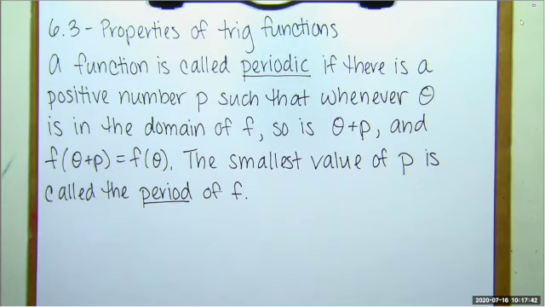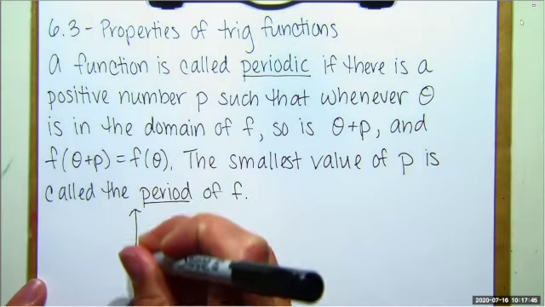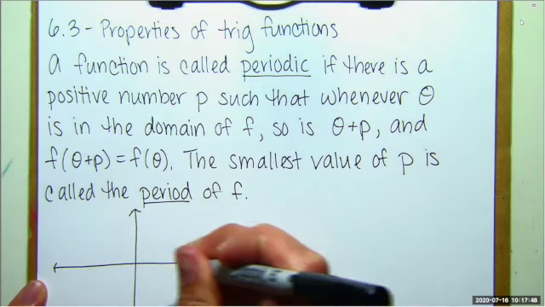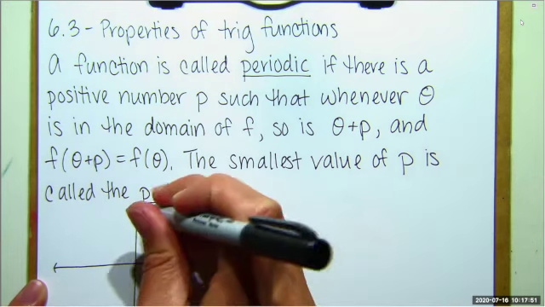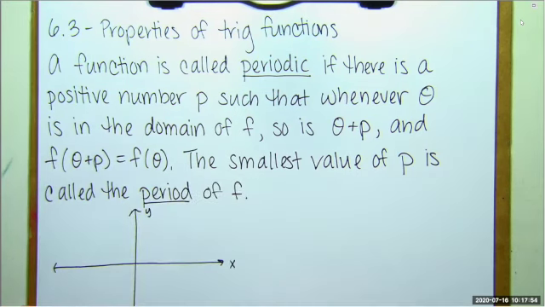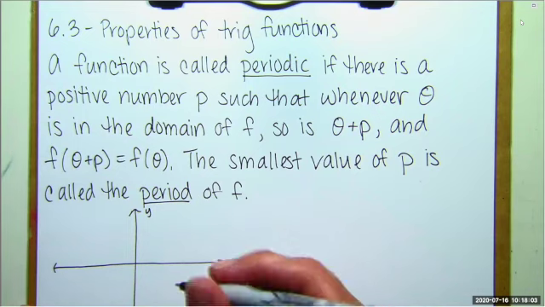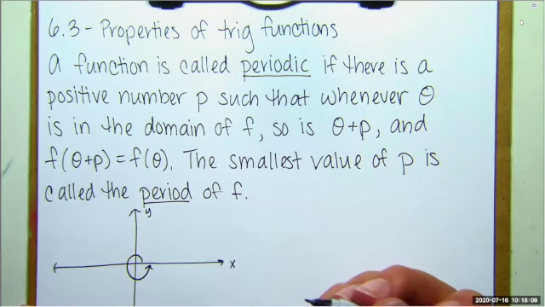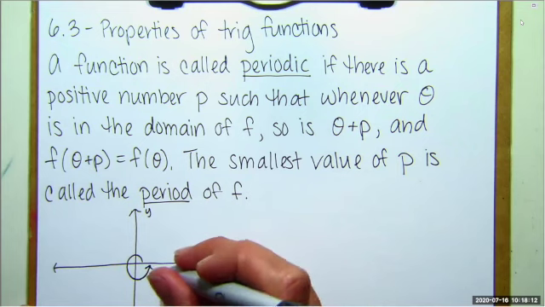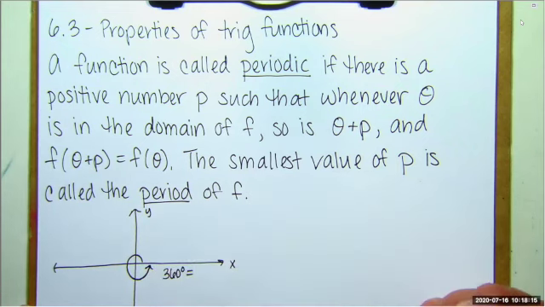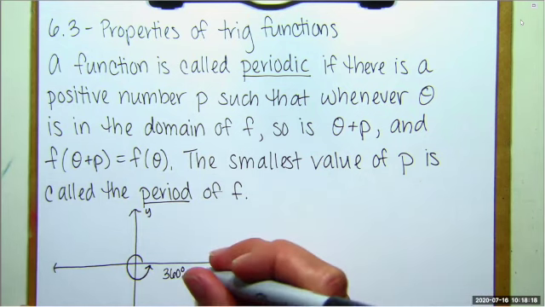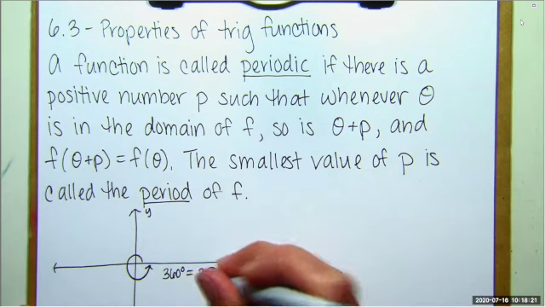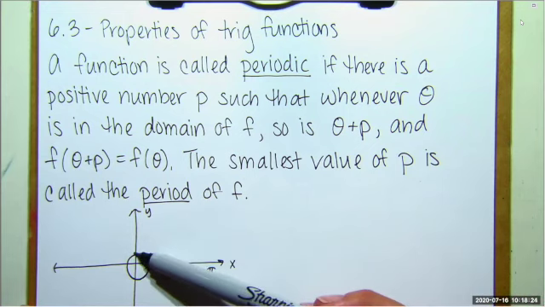One thing we know from section 6.1 and section 6.2 is when we draw an angle in standard position, even though our angles may be different, the terminal rays in that reference triangle and that reference angle start repeating at some point. So help me out with this one. 1 full revolution is equal to how many degrees? Go ahead and shout it out. 360. How about how many radians in a full revolution? 2 pi. Okay, great.